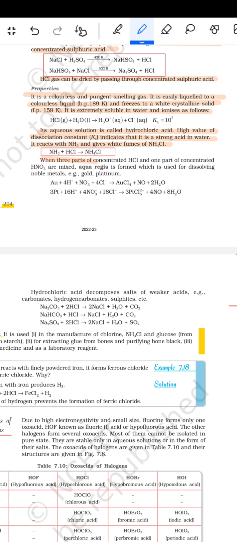Now when 3 parts of concentrated HCl and 1 part of concentrated HNO3 are mixed, aqua regia is formed, which is used for dissolving noble metals like gold, platinum, etc. The reactions are: Au plus 4H plus NO3 minus plus 4Cl minus gives AuCl4 minus plus NO plus 2H2O, and 3Pt plus 16H plus 4NO3 minus plus 18Cl minus gives 3PtCl6 2minus plus 4NO plus 8H2O.